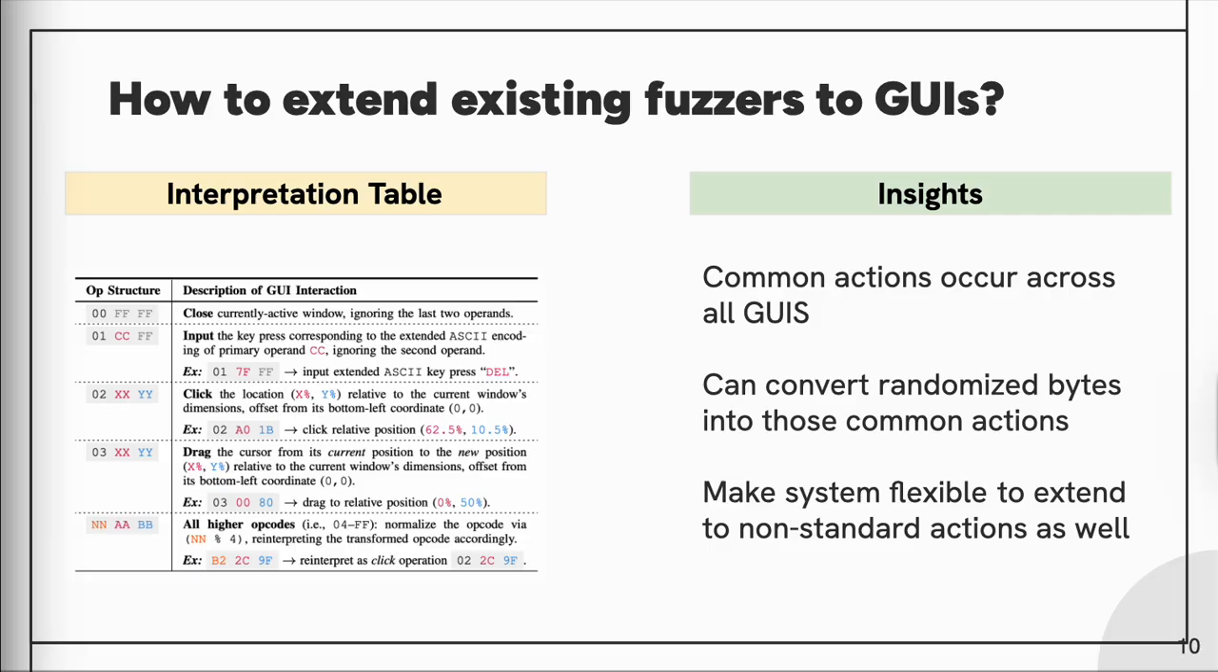And the 4 core opcodes of GUIFUZZ++ correspond to the most common interactions for a GUI, which include close window, input data, click location, and drag cursor. So these primitives form a functional superset of GUI interactions to allow wide exploration of GUI behavior using a very limited set. And if there are more specific actions that need testing, these codes can be easily extended with higher opcodes as outlined at the bottom of the table on the left.